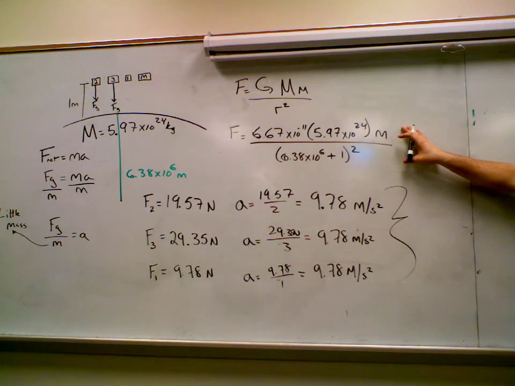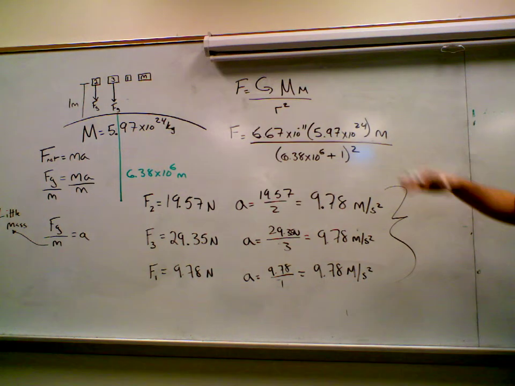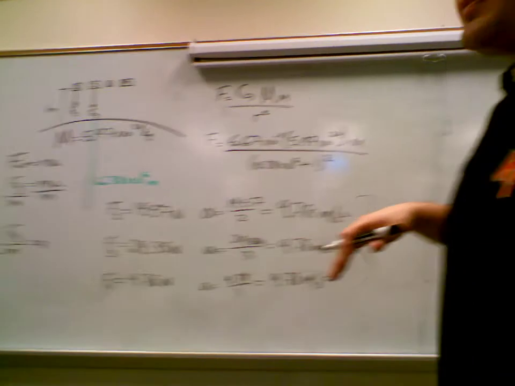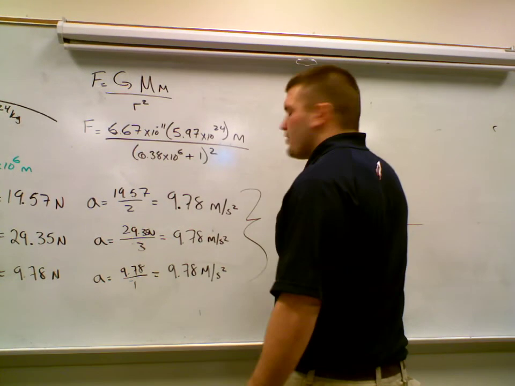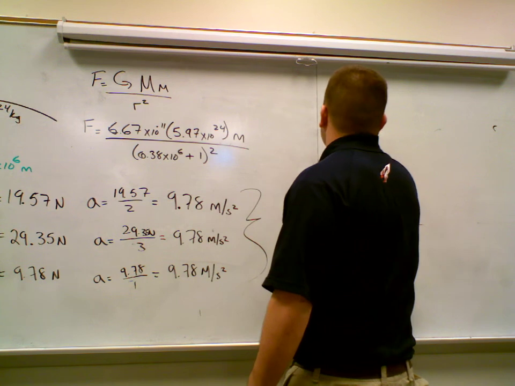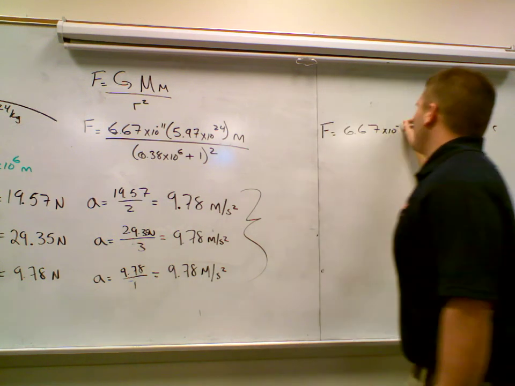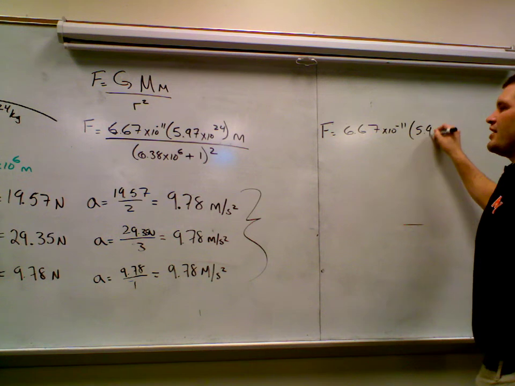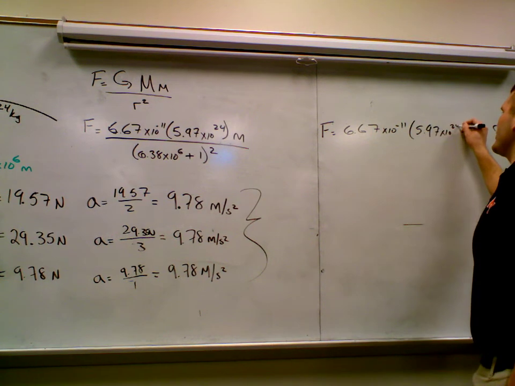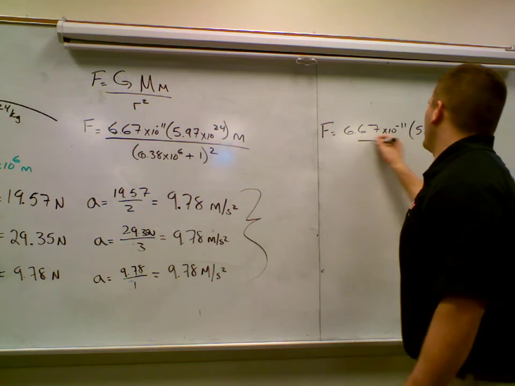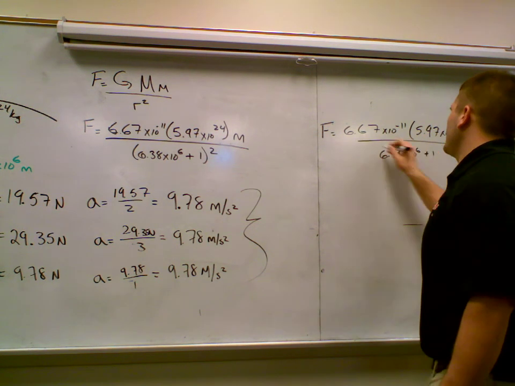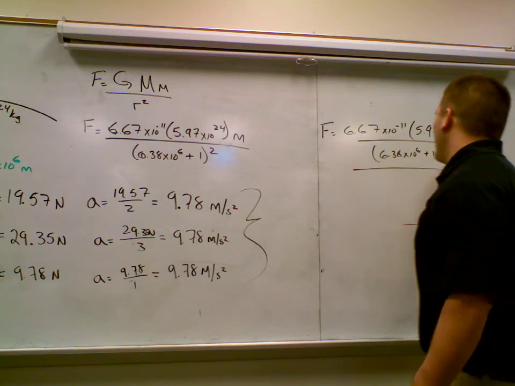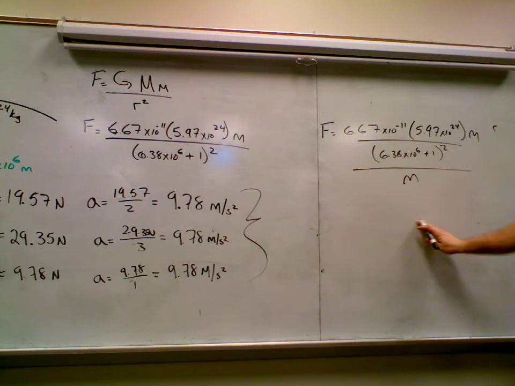Little m. Little m, right? I would need to divide this force by little m, wouldn't I? So if I take that equation and divide it by little m, we have F equals 6.67 times 10 to the negative 11, 5.97 times 10 to the 24th, m over 6.38 times 10 to the 6th plus 1 squared. I'm going to divide this by little m, right?